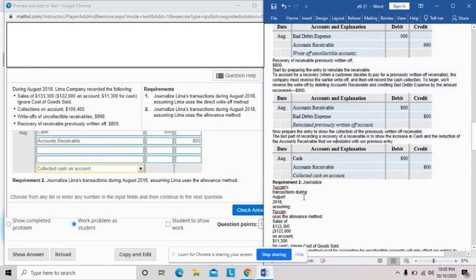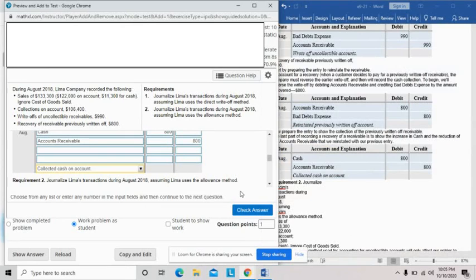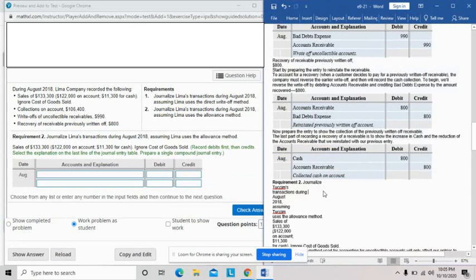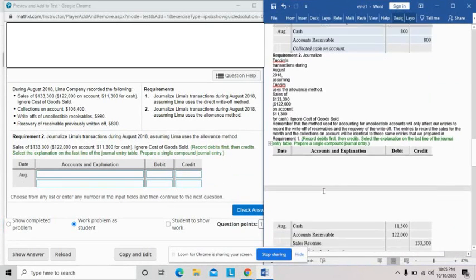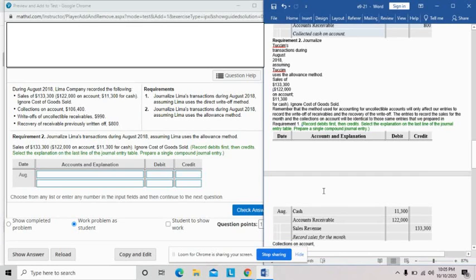So on to requirement 2. In requirement 2, we are journalizing Lima's transactions, assuming Lima uses the allowance method. So it'd be pretty similar. We have sales of 133,300: 122,000 on account, and 11,300 for cash, ignoring the cost of goods sold. Remember that the method used for accounting for uncollectible accounts will only affect our entries to record the write-off of receivables and the recovery of the write-off. The entries to record the sales for the month and the collections on account will be identical to those same entries that we prepared in requirement 1.